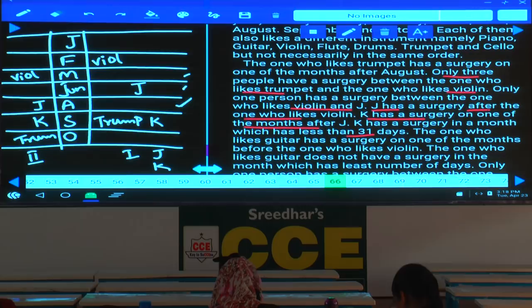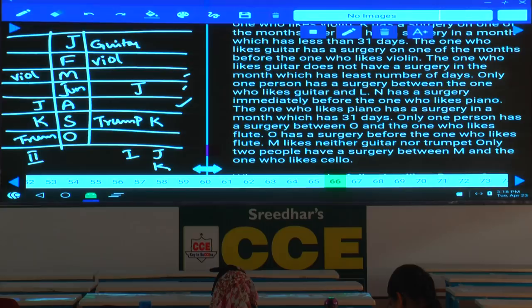Done with this? And the one who likes guitar has a surgery on one of the months before the one who likes violin. Guitar is before the one who likes violin. Hence, in the first case, the one who likes guitar must be in the month of Jan. And in the second case, guitar can be either in the month of Jan or in the month of Feb. There are two possibilities in the second case. Then, coming to this one: the one who likes guitar does not have a surgery in the month which has the least number of days. That means this guitar cannot be in the month of Feb, isn't it? Hence, guitar must be in the month of January.